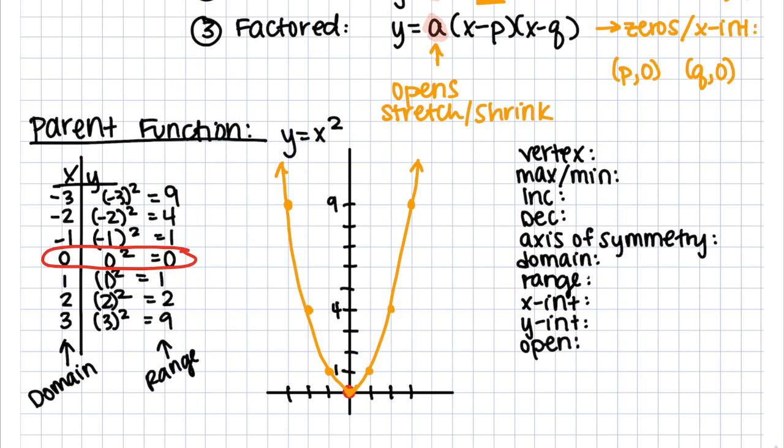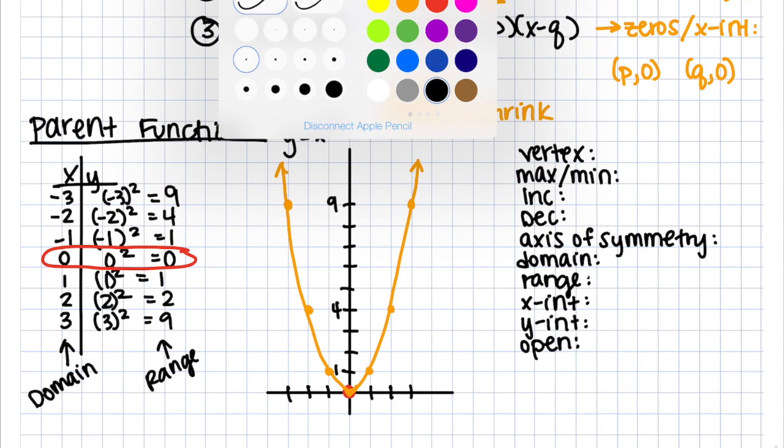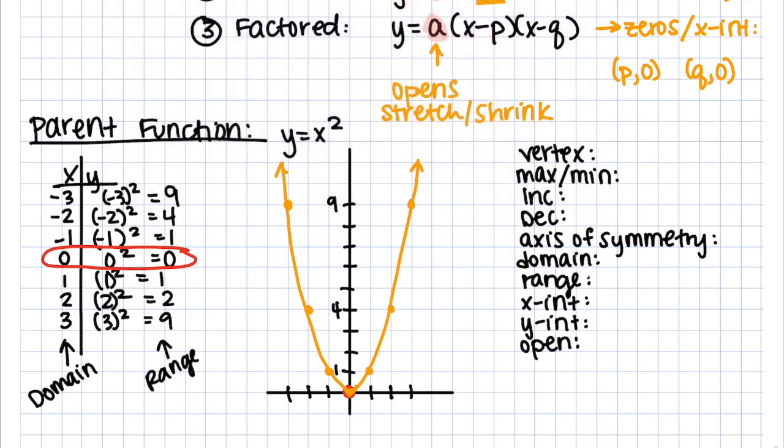All right, let's say our vertex we did in red. So our vertex is this point right here, and that is the point (0, 0). It's the point where it turns. Now, this graph will have a minimum value because we're looking at the y values. The smallest value it will have is 0. So you can say the minimum value is 0.